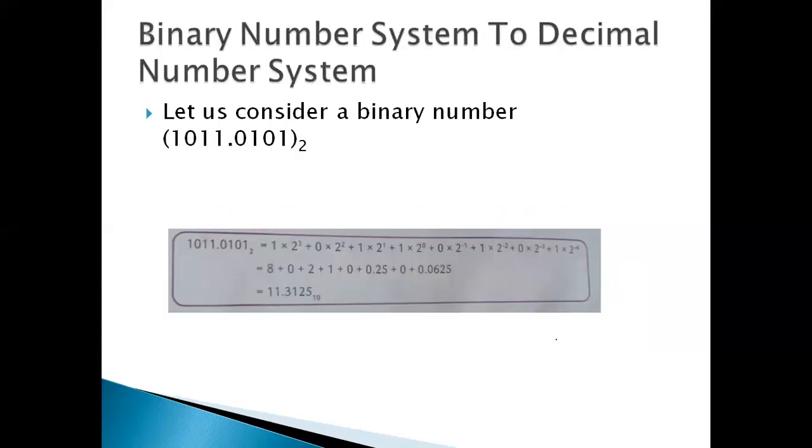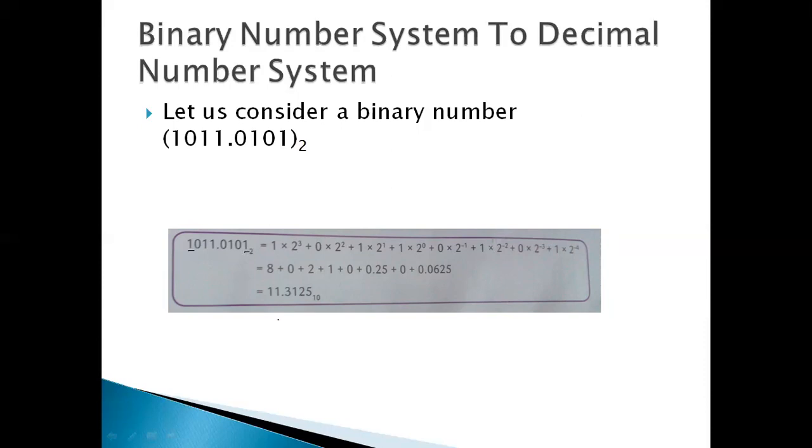Now, binary number system to decimal number system. So how will we convert binary number system to decimal number system? So let us consider a binary number 1011.0101 base 2. As you can see, the position of MSB is 3 and the position of LSB is minus 4. So here this one is the MSB and this one is the LSB.